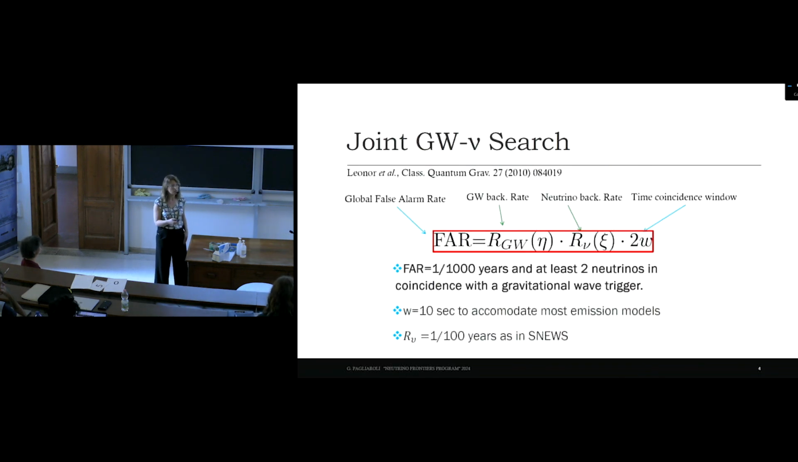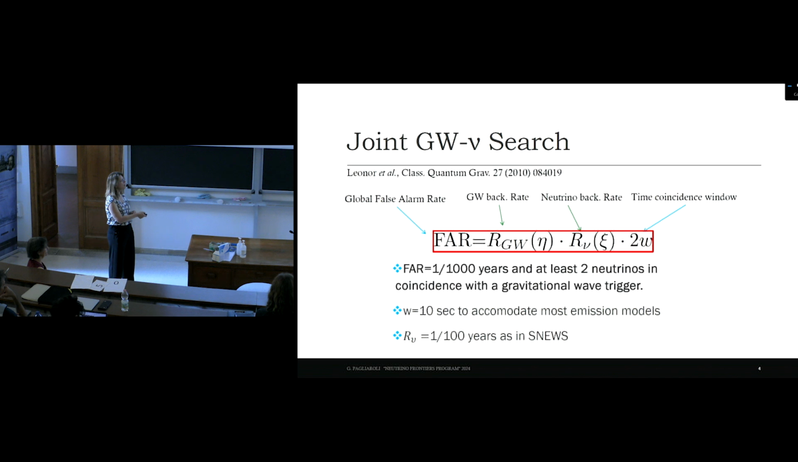So every time that you work in a network of different detectors, you have to assume a priori what is the threshold in terms of false alarm rate that you want to obtain in order to be safe. So in our case, we set a threshold that is 1 per 1000 years, and we also require at least 2 neutrinos in coincidence with the gravitational wave trigger. And then we decide what is the temporal window that we want to use in order to look for coincidences. We set this window to 10 seconds in order to accommodate the majority of the models.